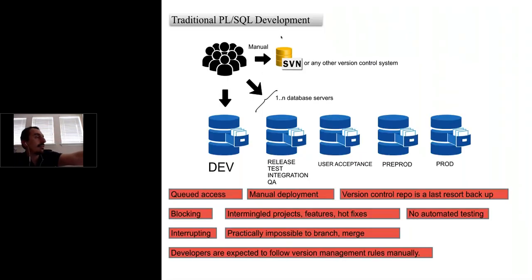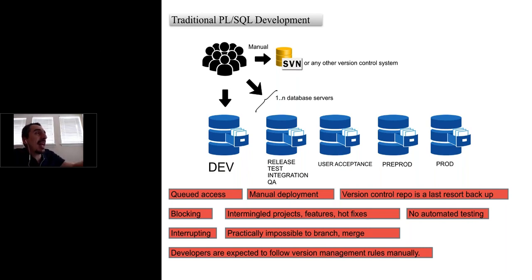So we got dev. A lot of people have a dev environment, right? Then there is a staging area, and the number of databases in the staging area depends. But usually, and what people call them changes, they're usually called test, integration, QA, release, user acceptance, pre-prod. There's definitely always a pre-prod, and finally prod. So does this sound familiar? I'm hoping that this is familiar to most of you at least.